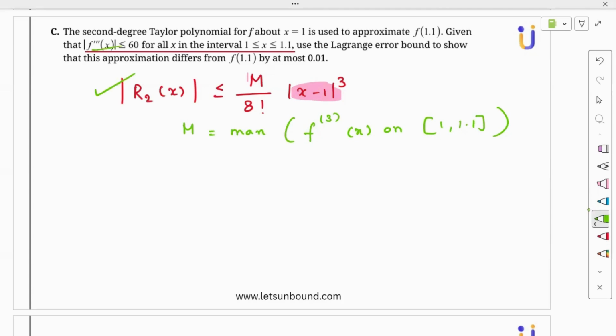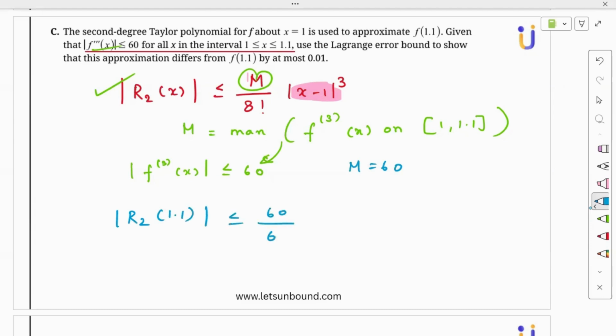Now the third derivative of f is given to us. What they give? The modulus of the third derivative of f of x is less than or equal to 60. So that means your M is 60. Correct? Can you connect it? So my M is 60. Now R2 of 1.1 is less than or equal to 60 by 3 factorial, 6, times (1.1 minus 1) the whole cube. What I need to prove is that the second degree polynomial, which we are using to approximate at 1.1, has an error at most 0.01. So we need to prove less than or equal to 0.01. Let's see whether we get this.